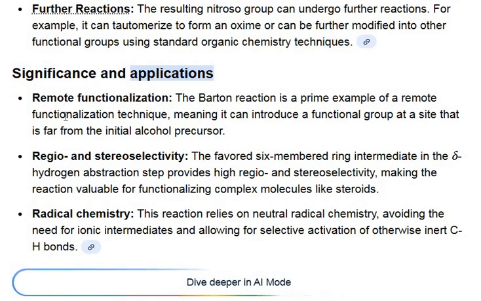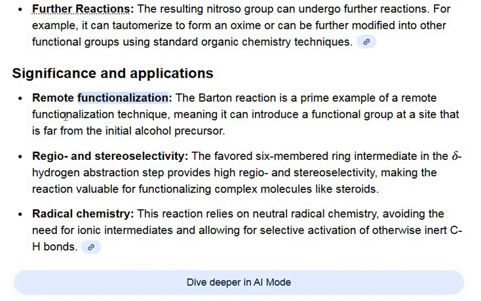Significance and applications. 1. Remote functionalization. The Barton reaction is a prime example of a remote functionalization technique, meaning it can introduce a functional group at a site that is far from the initial alcohol precursor.